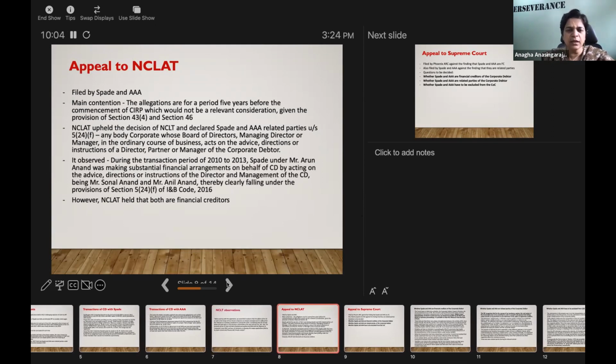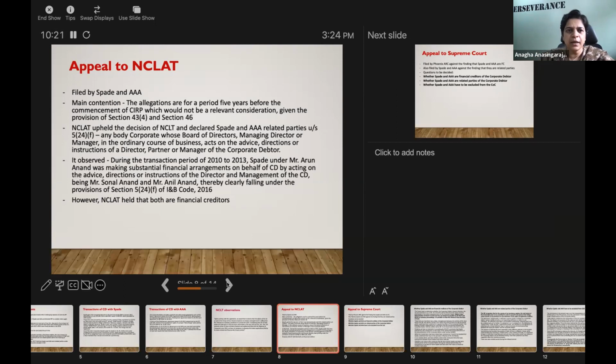The main contention by them was that these allegations are for a period of 5 years before the CIRP commencement, which would not even be a relevant consideration for Section 43 and for identifying the POFE transactions, where the time limit is only 2 years, going back before the ICD.